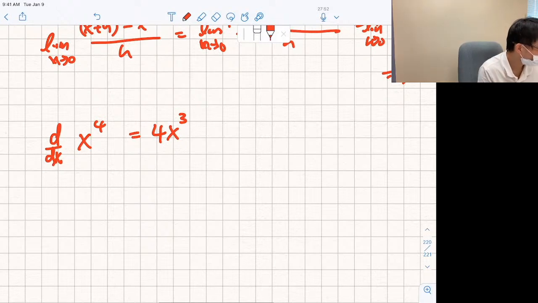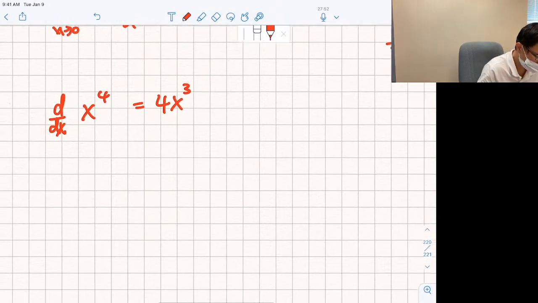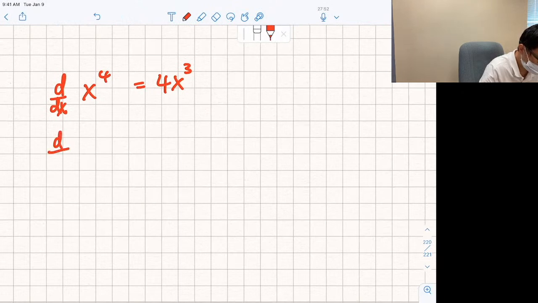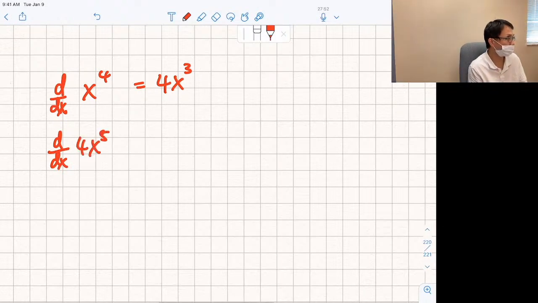We're still going to write out all this stuff. What if they give you something like 2x? Then you just multiply it. Okay, so let's say 4x to the 5th. Can I take a derivative of this 4x to the 5th?